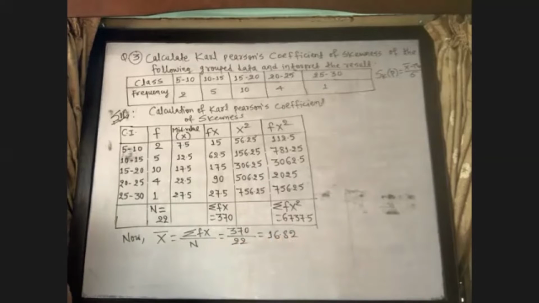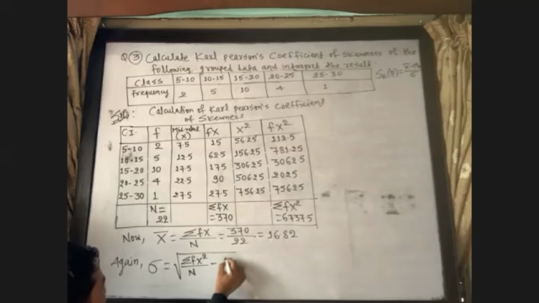16.82. We found the summation fx. Again, sorry, we found the mean. Yes, mean आयो. अब again standard deviation find out गर्नु पर्यो. Standard deviation को लागि sigma equals to square root summation f x square divided by n minus your x bar ko square. Okay, this formula you know.